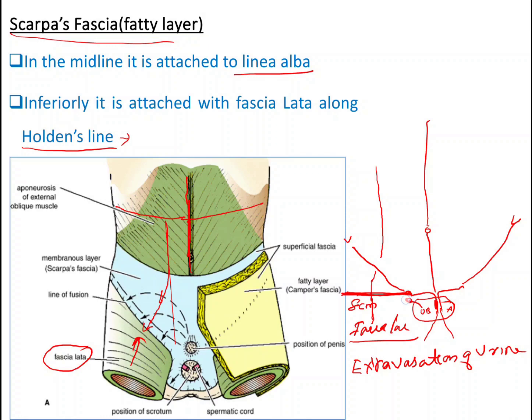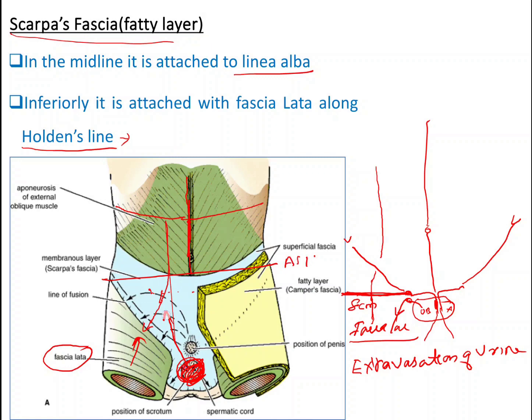This extravasated urine fills the superficial perineal pouch. That way it goes to the perineum and fills the superficial perineal pouch. It may go to the anterior abdominal wall. It fills the anterior abdominal wall up to a line joining the anterior superior iliac spine.